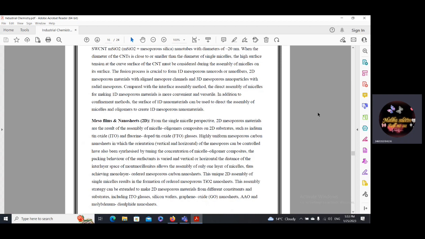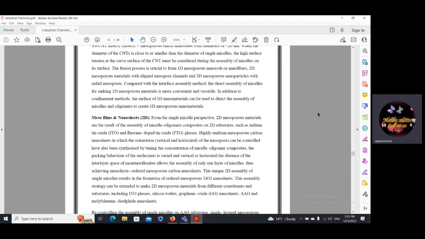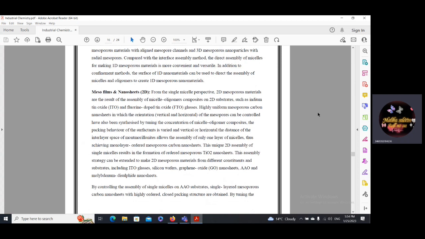Compared with the interface assembly method, the direct assembly of the micelle for making 1D mesoporous material is the most convenient and inverse style. In addition to the confinement method, the surface of one-dimensional nanomaterials can be used to direct the assembly of micelles and oligomers to create one-dimensional mesoporous nanomaterials. The third one is mesofilms and nanosheets. That is the two-dimensional from the single micelle perspective.